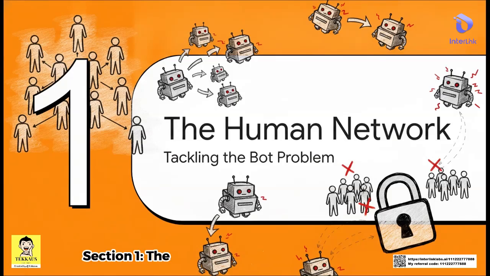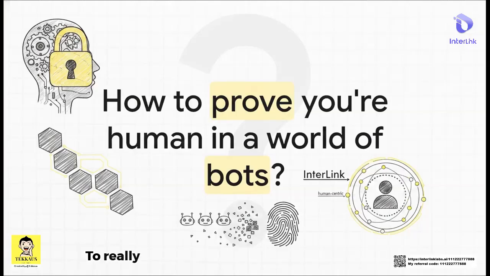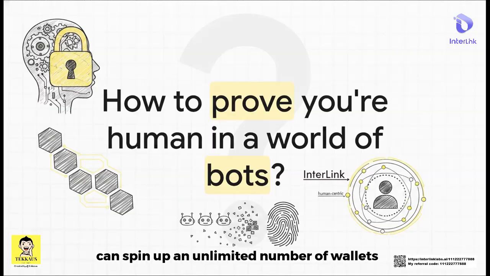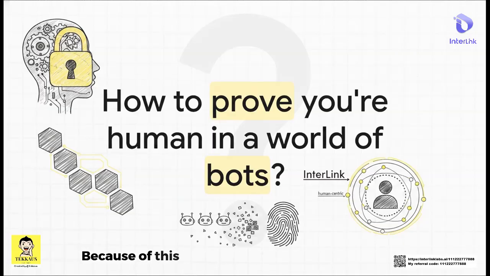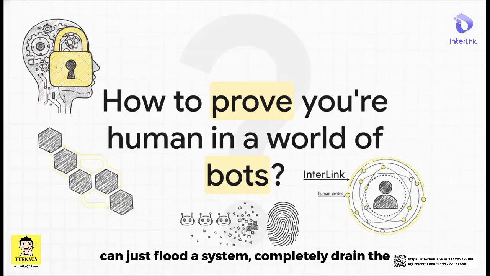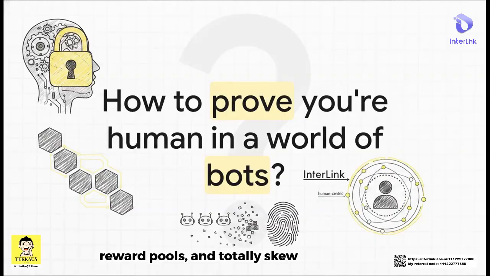Section 1. The human network explained, tackling the bot problem. To really get why InterLink even exists, we have to talk about the massive elephant in the room regarding legacy crypto architecture. You know how it works right now? Literally anyone can spin up an unlimited number of wallets in seconds. Because of this loophole, automated bot networks can just flood a system, completely drain the reward pools, and totally skew decentralized governance. They make establishing genuine trust at the protocol level almost impossible.